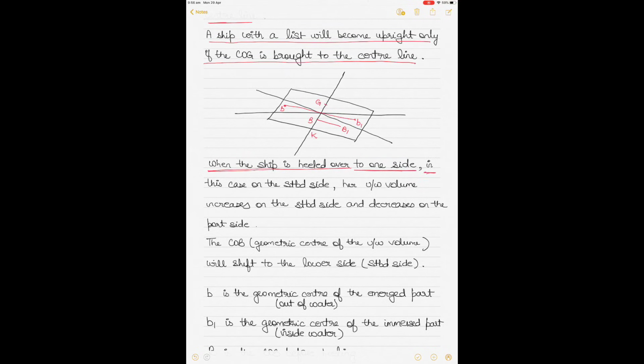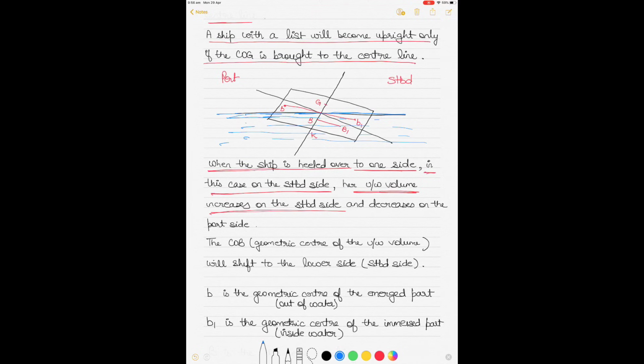So in this case, the ship is heeled onto the starboard side. Her underwater volume increases on the starboard side, as you can see. So if this is the starboard side, and this is the port side, the right side is the starboard side. When the ship is heeled, and I'll show you, this is the water level. The black line is the water level here. So now the starboard side of the ship is under the water.